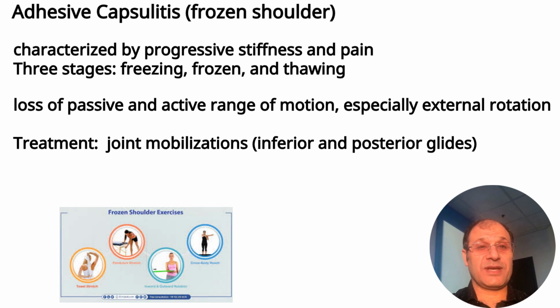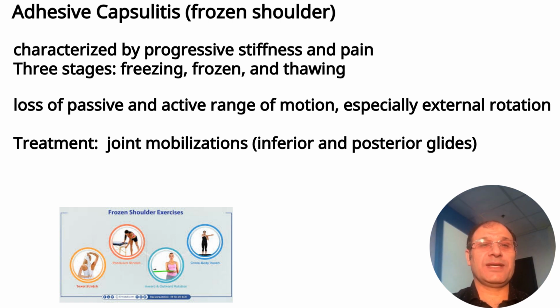Adhesive capsulitis is often idiopathic, but may be linked to scapulohumeral alignment changes like thoracic kyphosis, systemic conditions like diabetes or thyroid disorders, immobilization after injury like fractures, dislocations, and reflex sympathetic dystrophy.